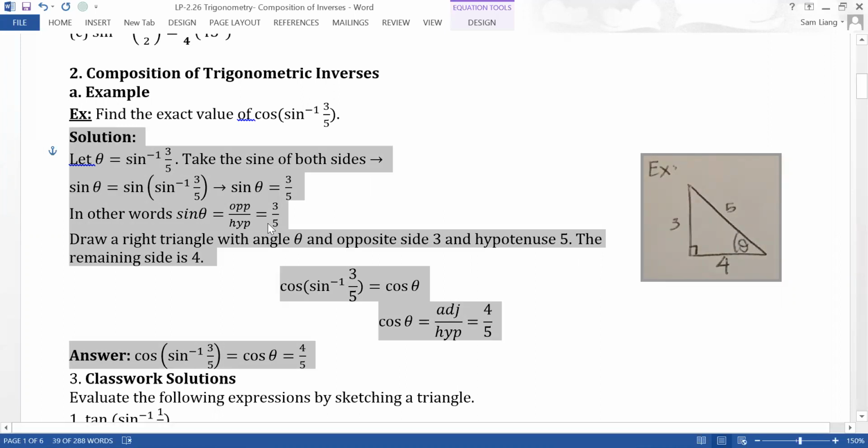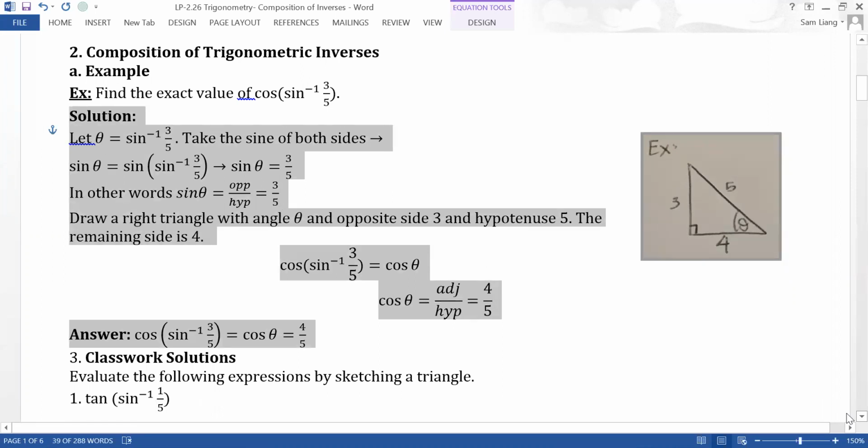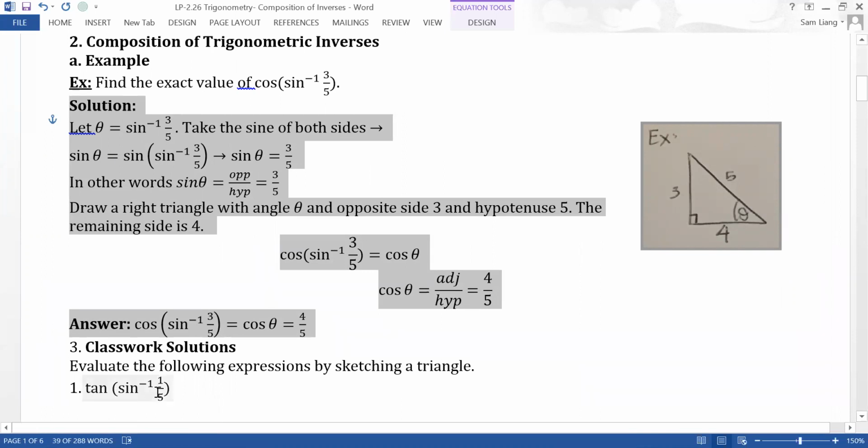Well, actually, if you're done copying this, feel free to just start the classwork. So the worksheet is on Google Classroom. That's all we're going to do for the rest of the class. We're just going to practice these questions. So the first question was tan of arcsine of 1/5. So you can start by solving that. But if you still need to copy this example, that's fine.